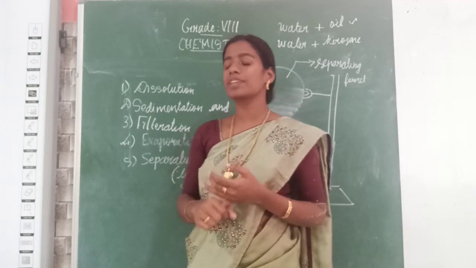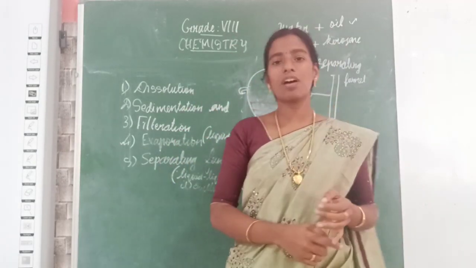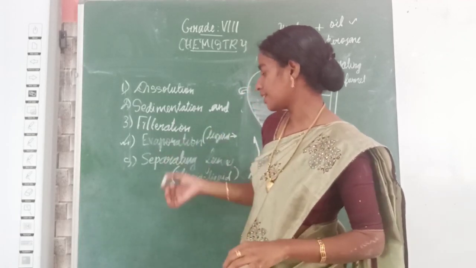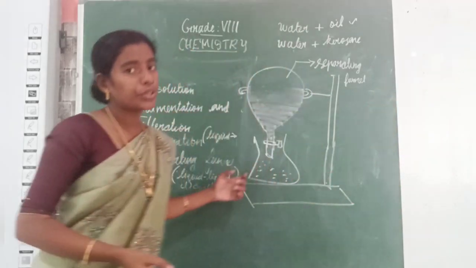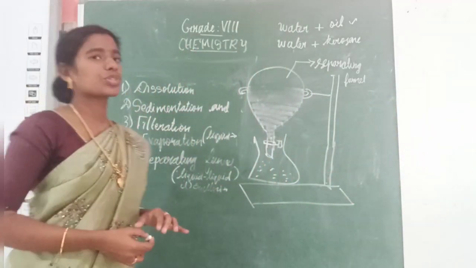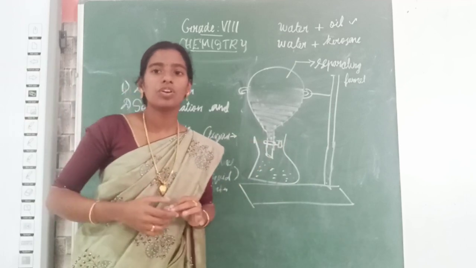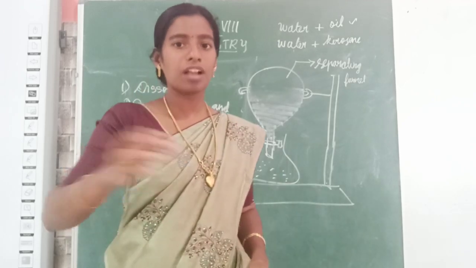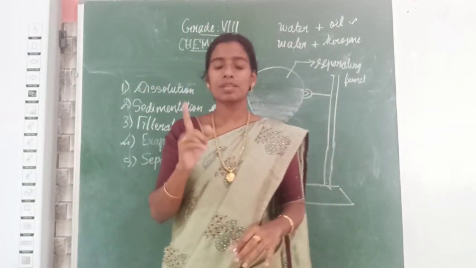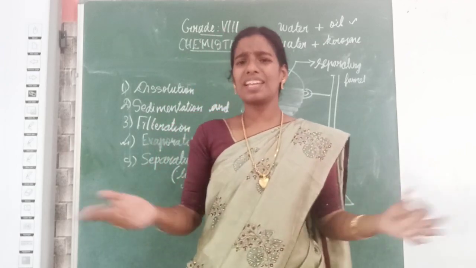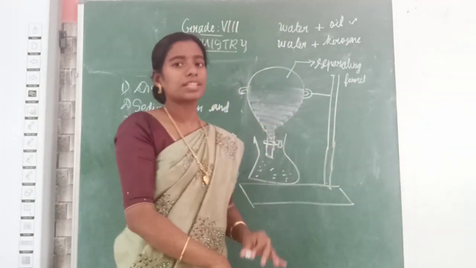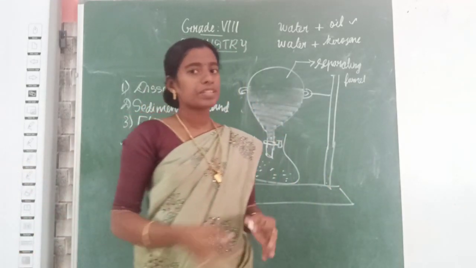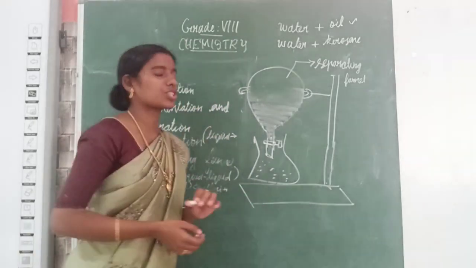So in our today's class we have learned about 5 techniques. They are dissolution, sedimentation and decantation, filtration, evaporation and separating funnel. Just have a quick revise. Dissolution. What is dissolution? When you have sand and salt, and one substance should be soluble in the water or any liquid, you can put the mixture in the liquid, the soluble substance will dissolve and the remaining you can get separated. Then the next one is sedimentation and decantation.